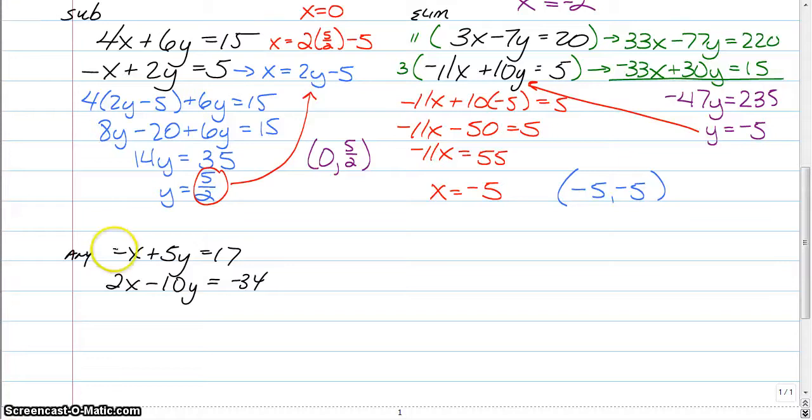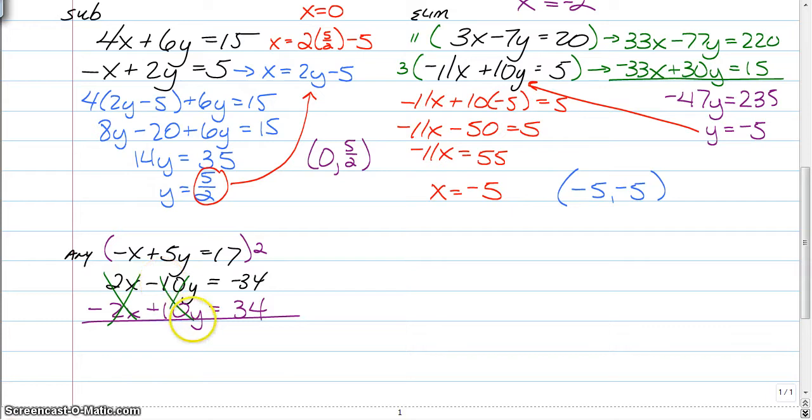So we're going to multiply this top one by a 2. That's going to give us negative 2x minus 10y equals 34. I'm sorry, this is a positive 10y. So look what happens. Everything goes bye-bye. Cancels, cancels. So 0 equals, cancels, 0. That is a true statement. Since it's a true statement, we say that it has infinite solutions.